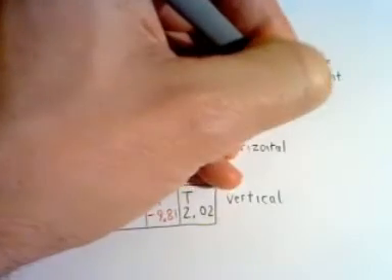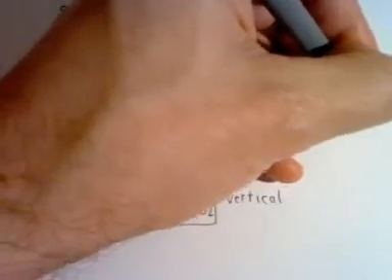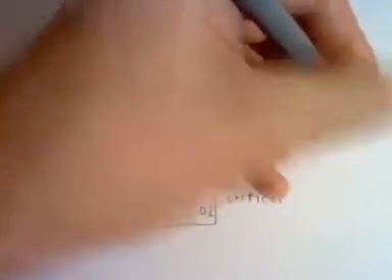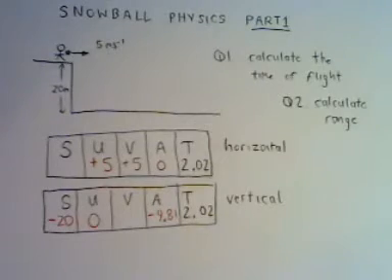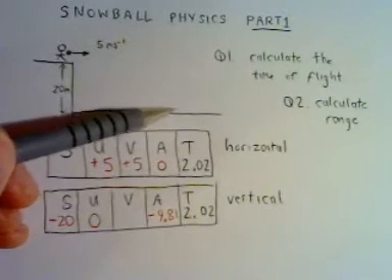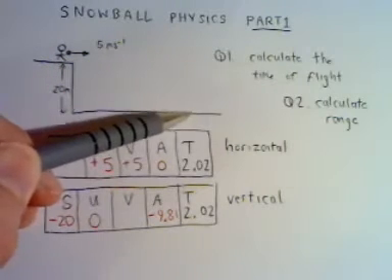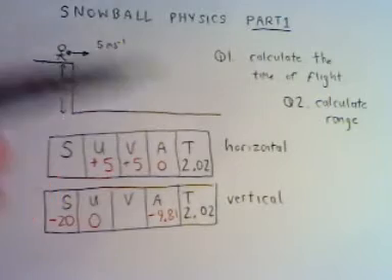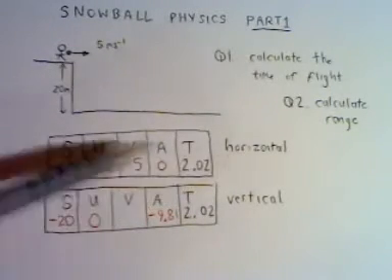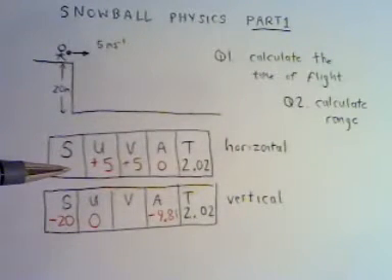So, question 2. Well, let's calculate the range. Now the range is a word used for the horizontal displacement of the projectile, the maximum horizontal displacement just before it lands. So it's going to be this horizontal distance that the snowball travels through before it lands. So in our grid, to calculate the range, we need the horizontal displacement.